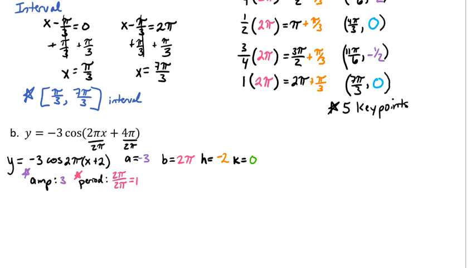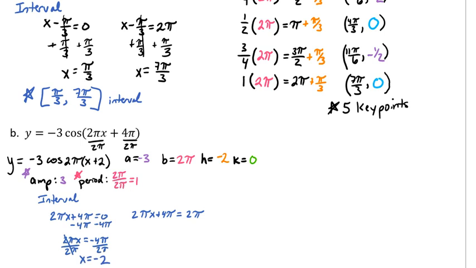We're now ready to find our interval. So we're going to take our inside piece, which is our 2 pi x plus 4 pi, and set that equal to 0. And then take the 2 pi x plus 4 pi and set that equal to 2 pi. We're going to see how the shift has changed our interval. So we'll begin by subtracting 4 pi from both sides, which will give us 2 pi x equals negative 4 pi. Then we'll divide both sides by 2 pi, giving us here that x equals a negative 2.